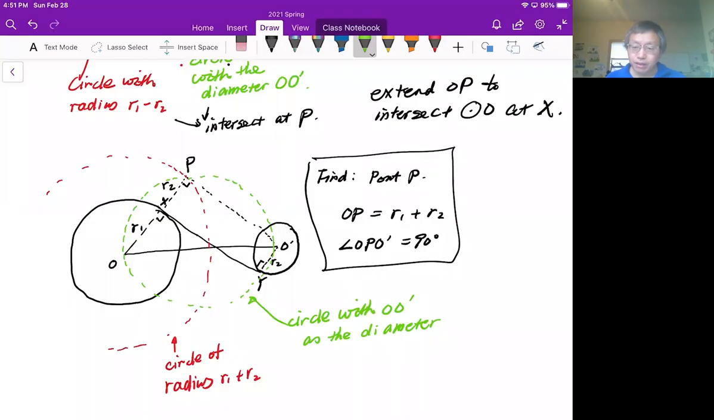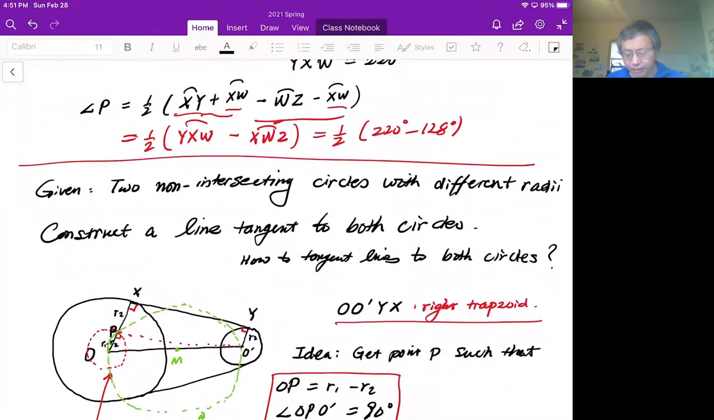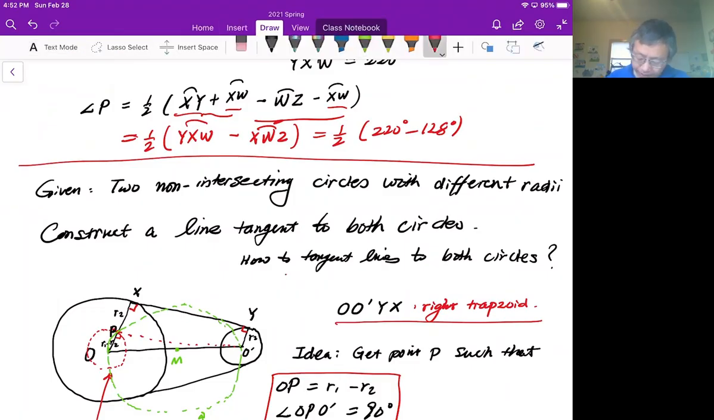Okay. Anyway, so let me summarize a little bit here. If I get two non-intersecting circles, how many tangent lines are there? The answer is 4. Does it make sense? So you get 4 tangent lines, right? We get 4 tangent lines.